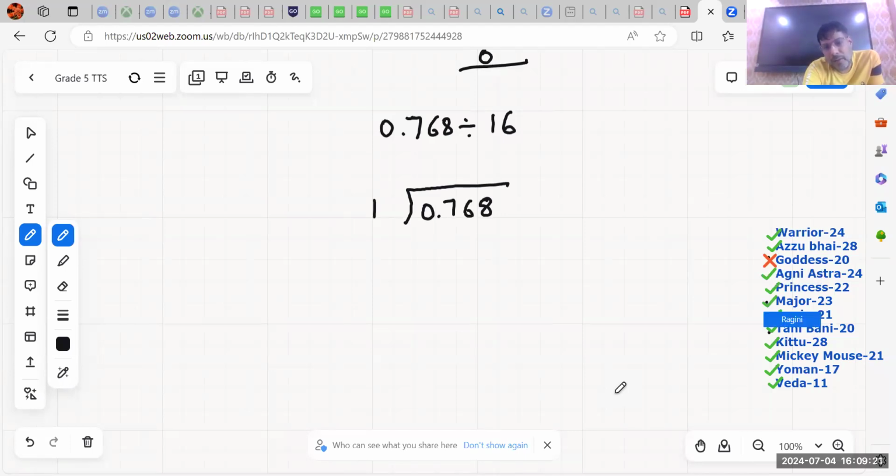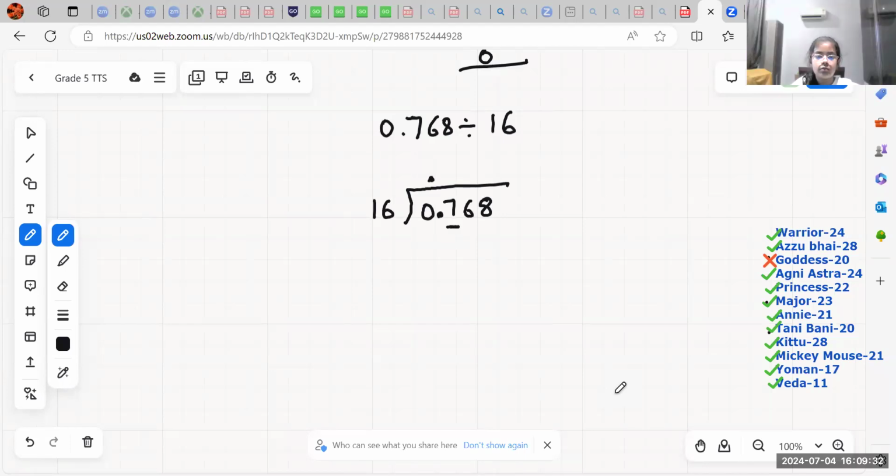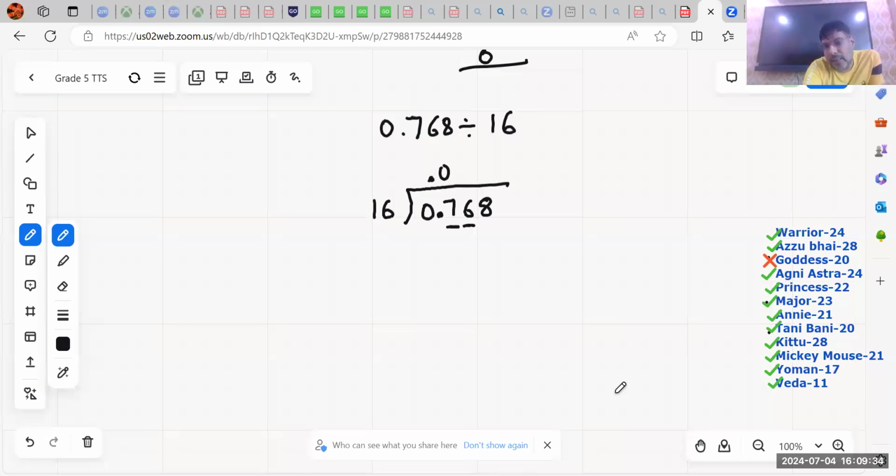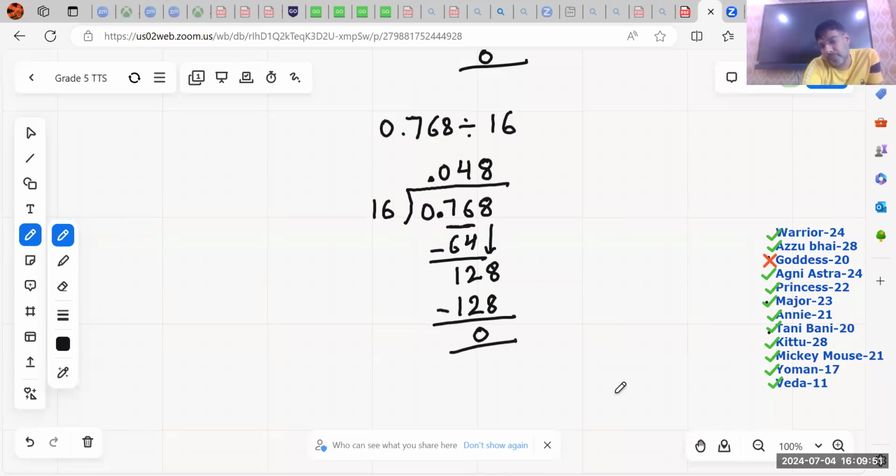So look here, Goddess. I got a decimal point in the dividend. I'll put a decimal point in the quotient. Can you divide this 7? No, sir. So I will put a 0. Can you divide 76? Yes, sir. So 6 fours are 24. Then I got 128. Then 6 eights are 48. All right. Okay, sir.